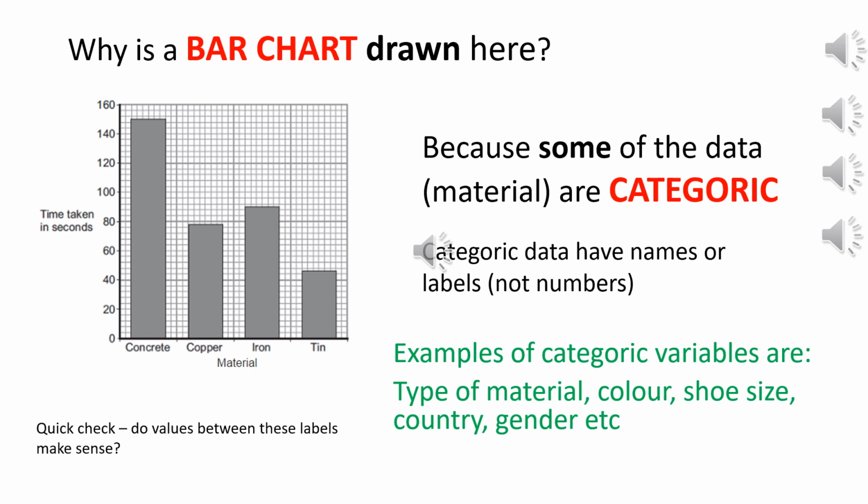A good way to check is to see if there could be a valley between the points. Here, halfway between concrete and copper, for example, makes no sense at all. So, the data are categoric.